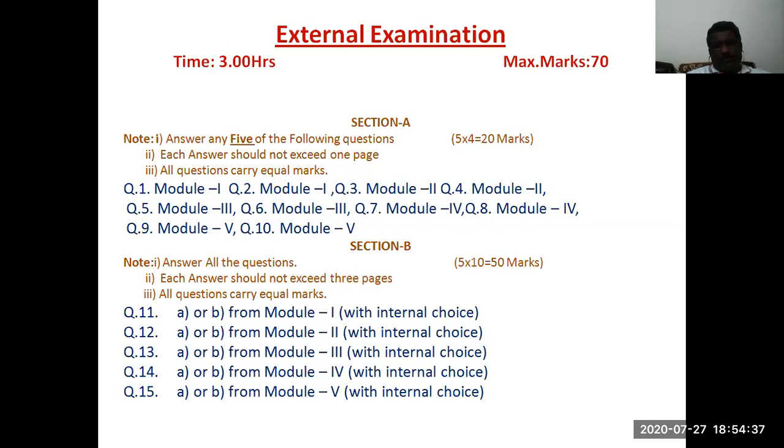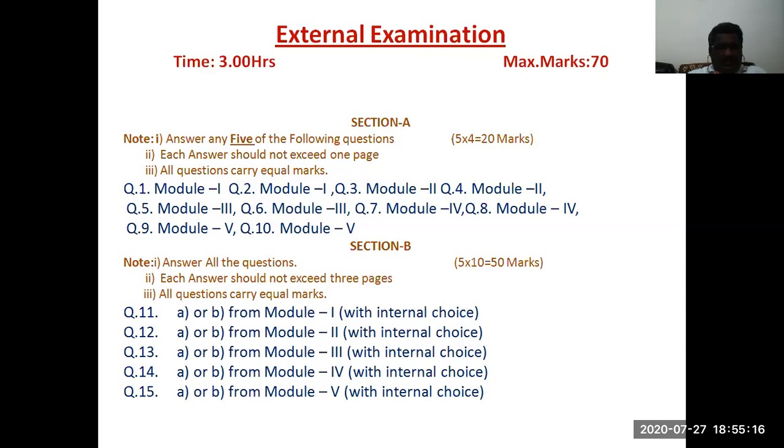In the external examination, the question paper pattern has two sections. In section A, a total of 10 questions are given. A student has to attempt 5 out of 10 only. He can attempt any 5 questions out of the 10 given questions.